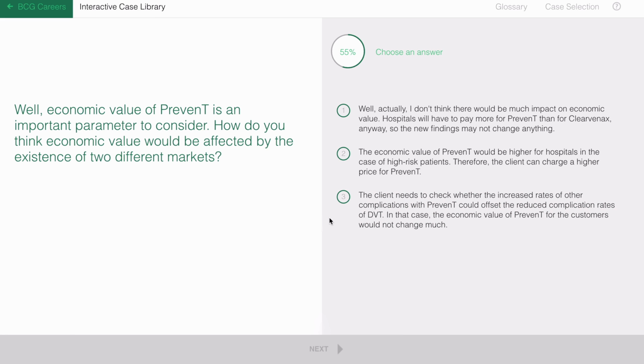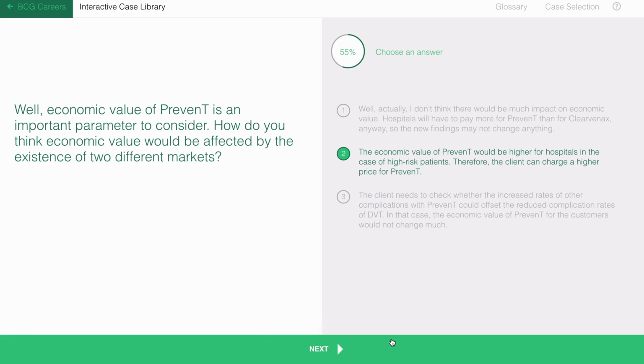Answer choice 3 says, the client needs to check whether the increased rates of other complications with Prevent-T could offset the reduced complication rates of DVT. In that case, the economic value of Prevent-T for the customers would not change much. So I think 3 is wrong here, right? Even though the other complications have higher rates, we've already factored that into our economic value calculation, right? So we need to do the exact same thing, but for the high-risk patient group. So for that reason, answer choice 2 here makes the most logical sense.